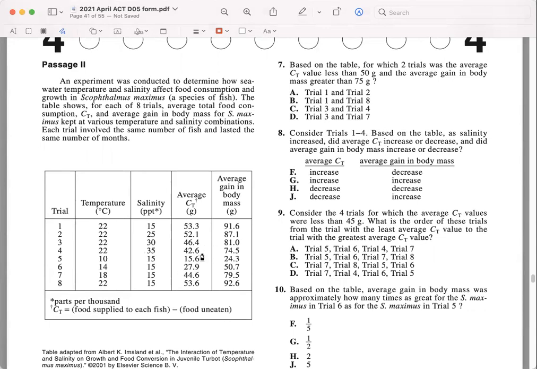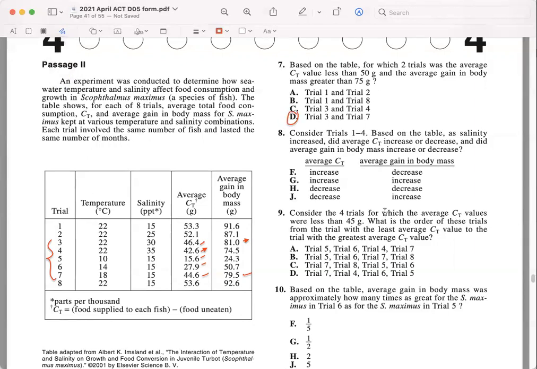Okay, so CT value. Okay, so I'm just going to use this. Let's first find less than 50, right? So this is less than 50. This is this, and this, right? So there are these 1, 2, 3, 4, 5 values in trials 3 to 7, where I have a CT value of less than 50. And then I have to check the gain in body mass greater than 75. So that is true for this and for this, right? So these are the 2 values out of those, so it's trial 3 and trial 7, right? So that's option D.